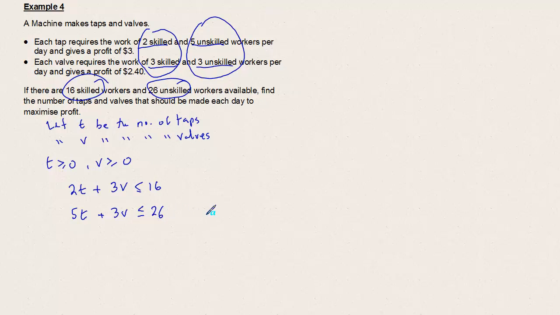of those. We may as well write down the profit function at this stage as well, so we'll write that down. So for a tap we get $3, and for a valve we get $2.40.